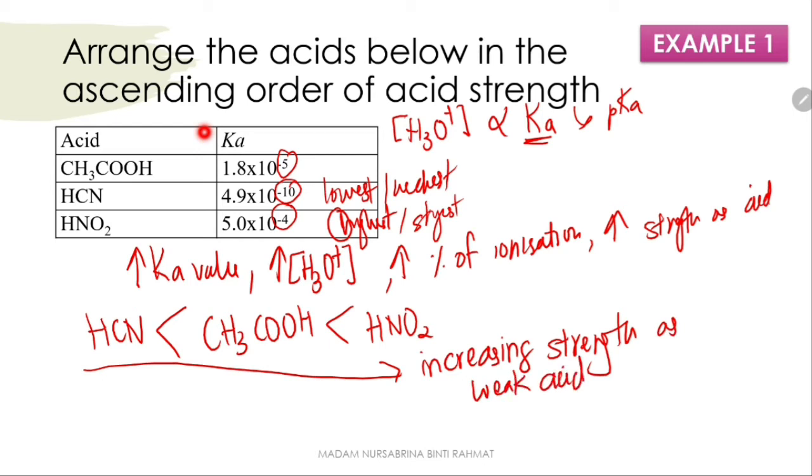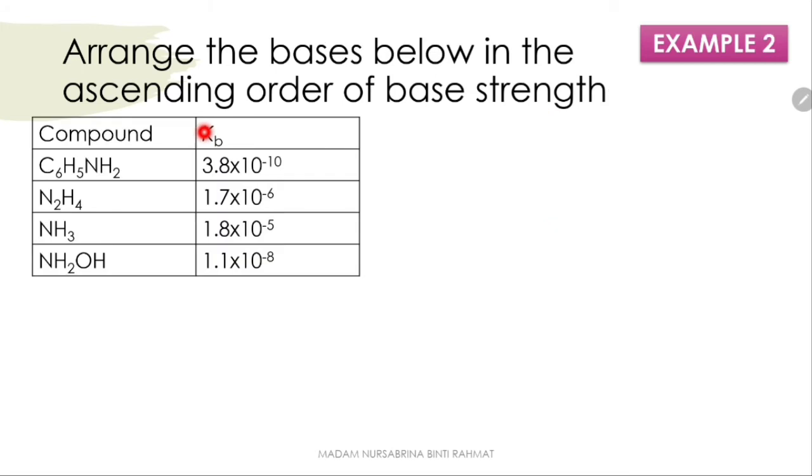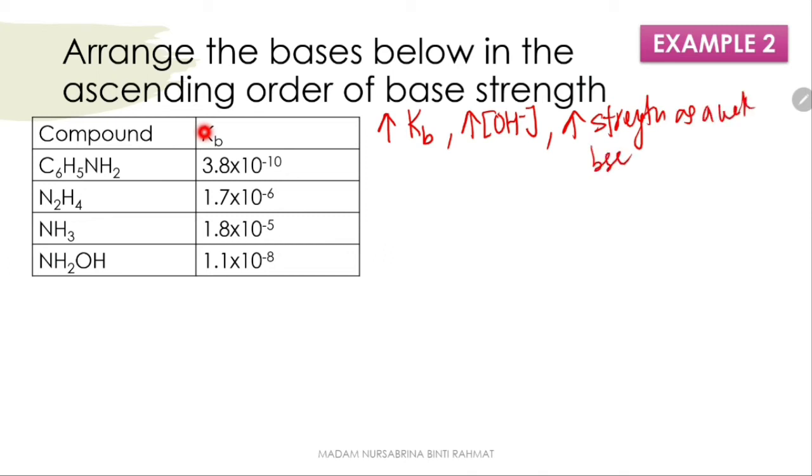Okay, so we already looked at the acids. Now let's look at your bases. Again, increasing Kb value means increasing OH negative, which means increasing strength as a weak base. Because of what? Because of increasing percentage of ionization in water. Okay, so let's look at the given Kb values.